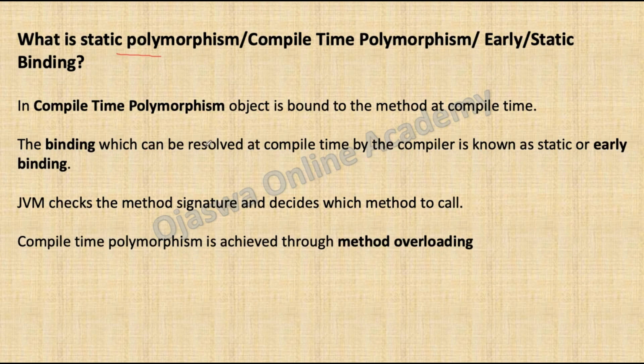The binding which can be resolved at compile time by the compiler is known as static or early binding. The JVM checks the method signature and decides which method to call. Now you have overloaded methods, methods with the same name but different parameter lists. So depending upon the arguments passed, the JVM checks and decides which method to call. Compile time polymorphism is achieved through method overloading.